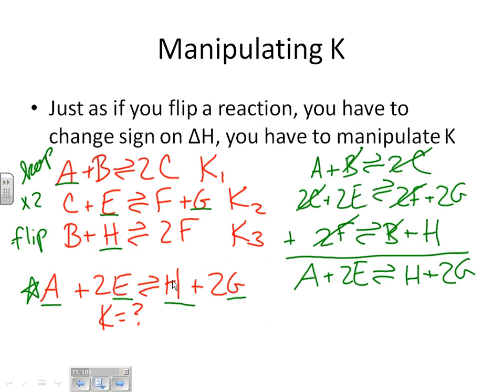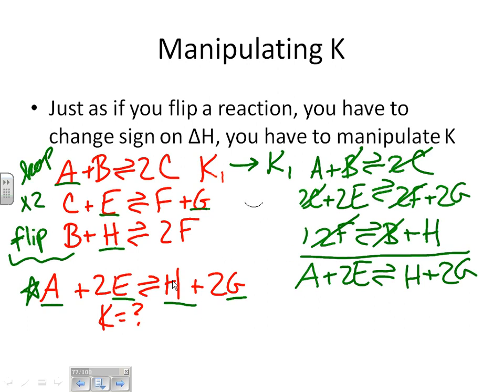But now let's take these manipulations, including the flip, because that's a manipulation as well, and apply them to the K value. So the very first one, A plus B goes to 2C, we didn't do anything, so I'm going to keep that as K1. That value is going to stay the same. I'm going to erase some of this so we have a little bit more room to work. This was K2, the second one. Now, we doubled this reaction, but I'm not going to double K2. I'm going to square K2. If you double a reaction in terms of coefficients, you need to square the K value because you have altered the coefficients, and coefficients are powers when it comes to K.